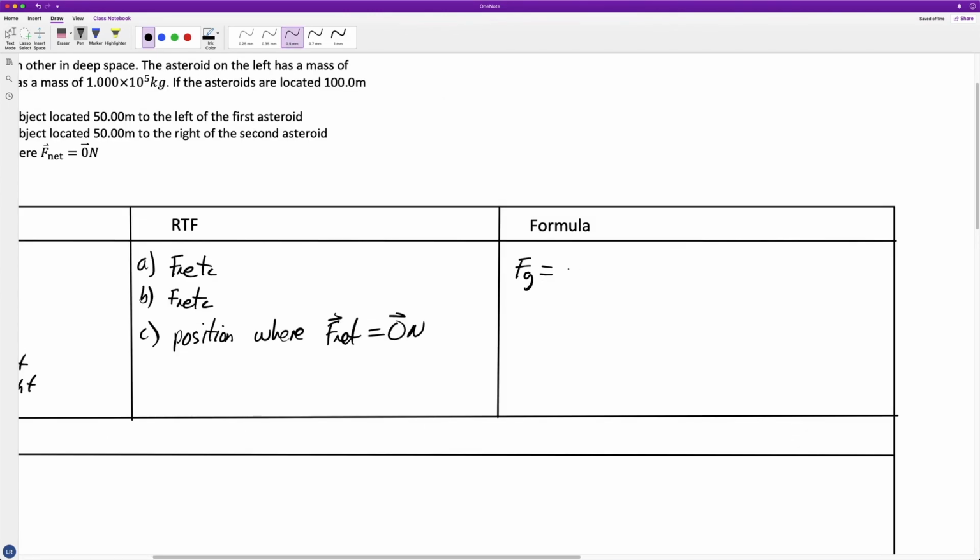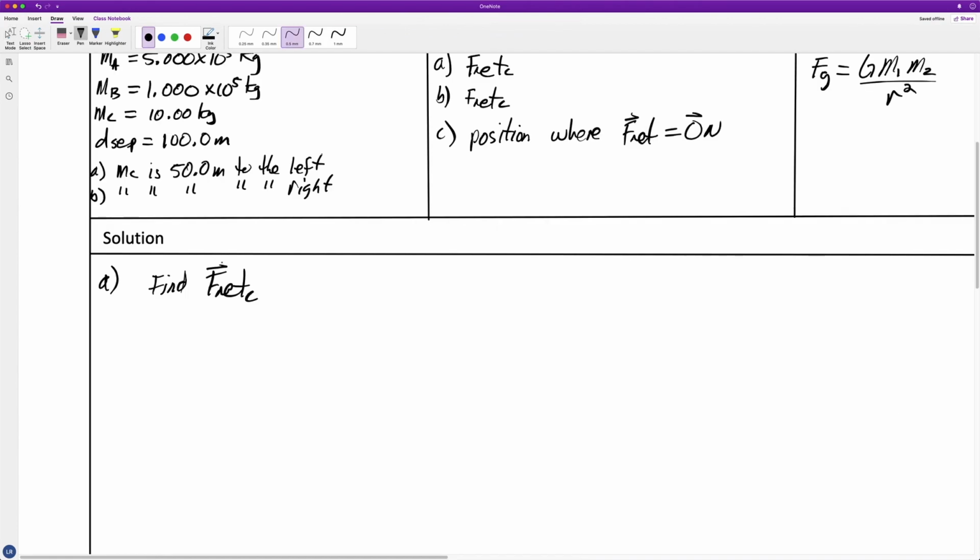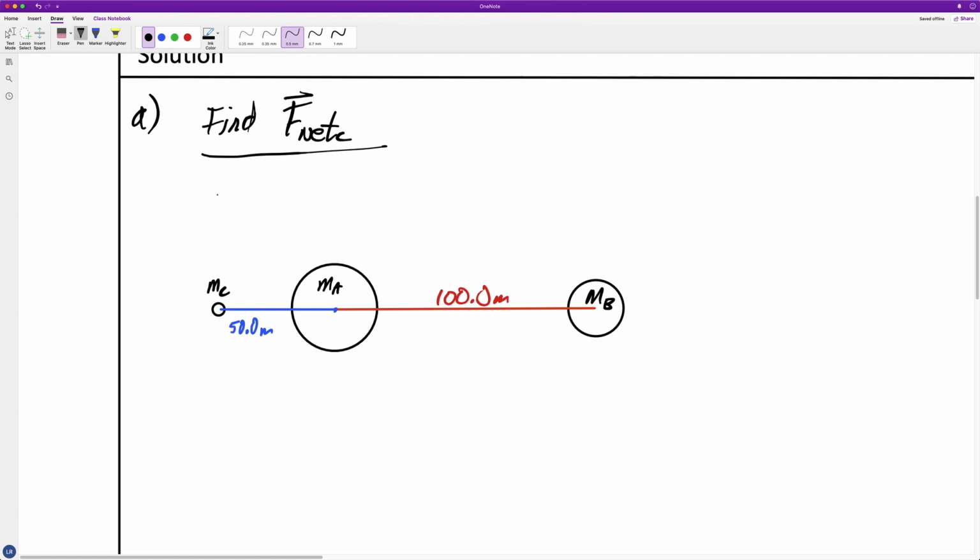So we're going to be using Newton's universal gravity. And in this case, I'm using the M1, M2 notation because all the objects are closer in size than, say, for example, previous questions where it was planet versus satellite. So for part A, we're looking for the net force acting on C. First of all, let's start off with our system diagram.